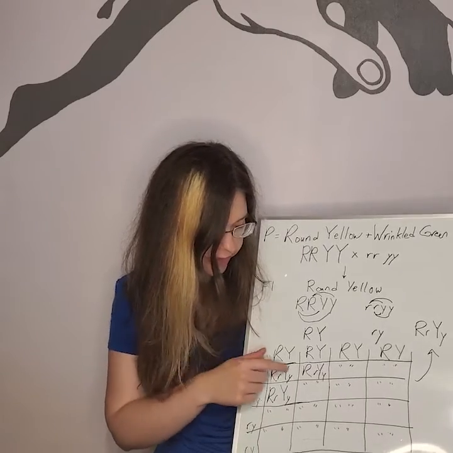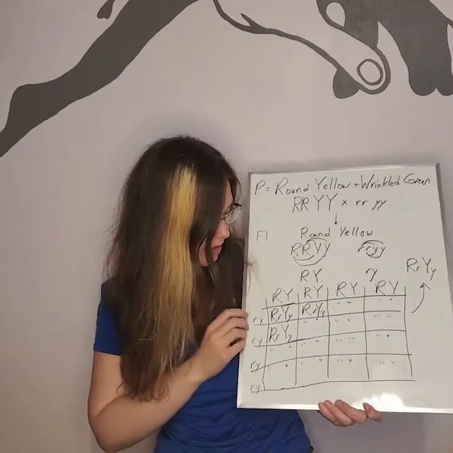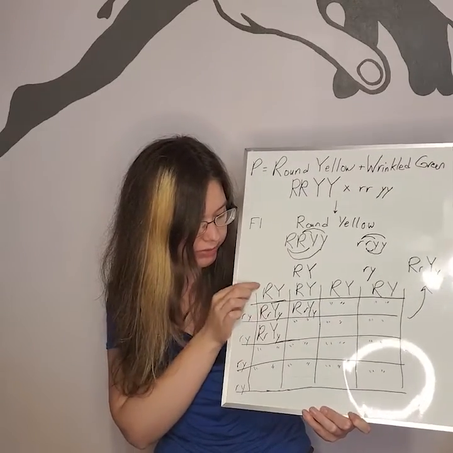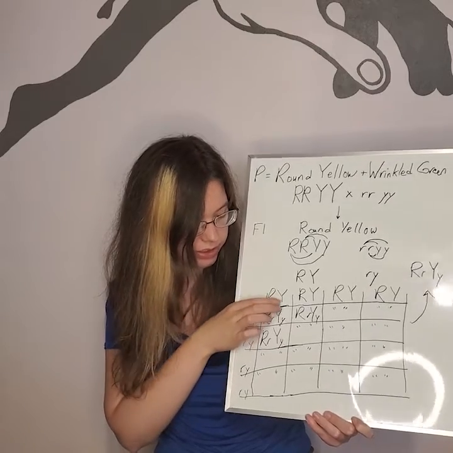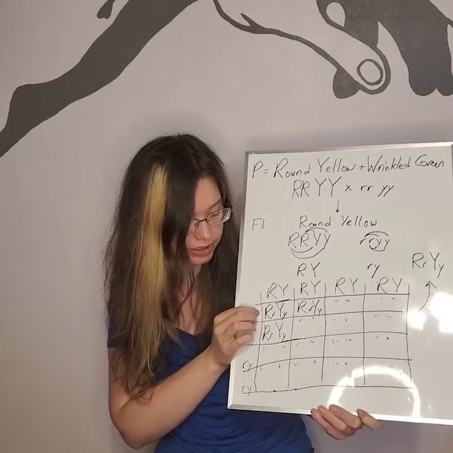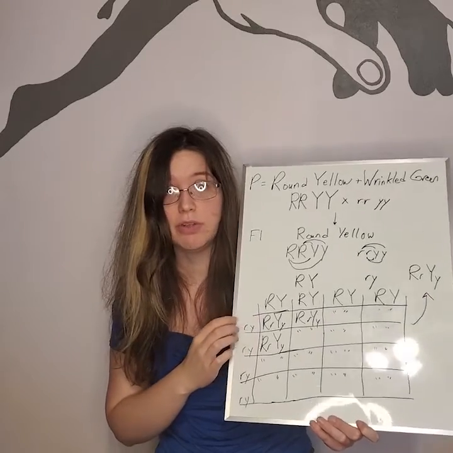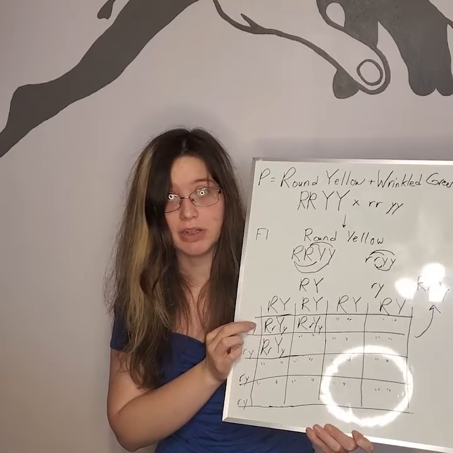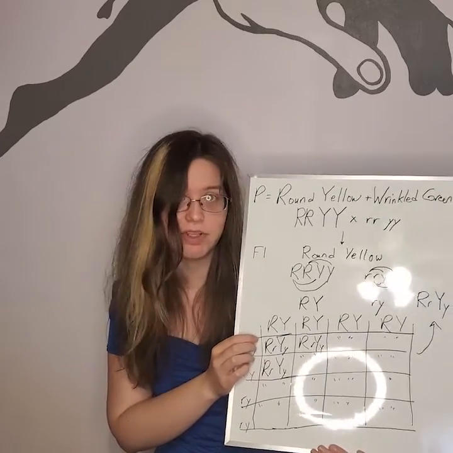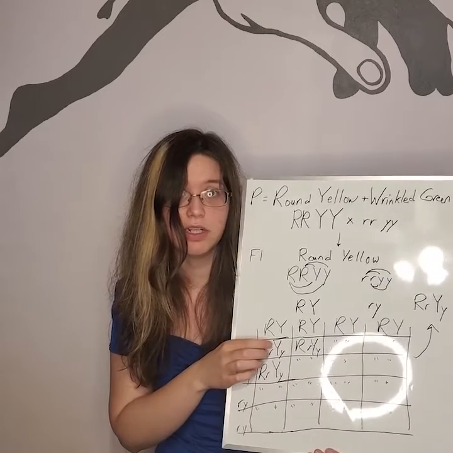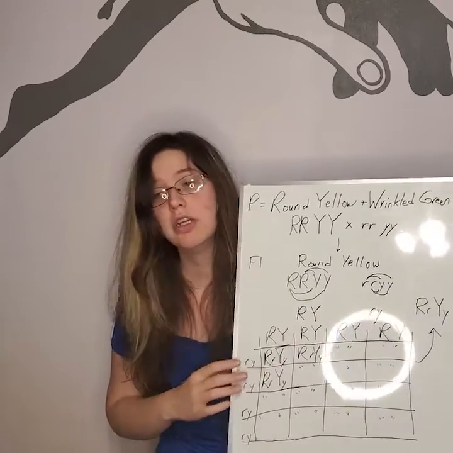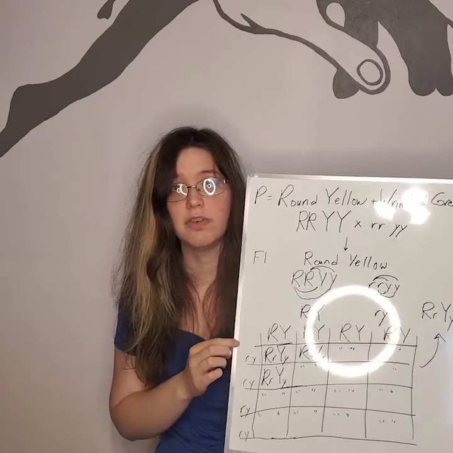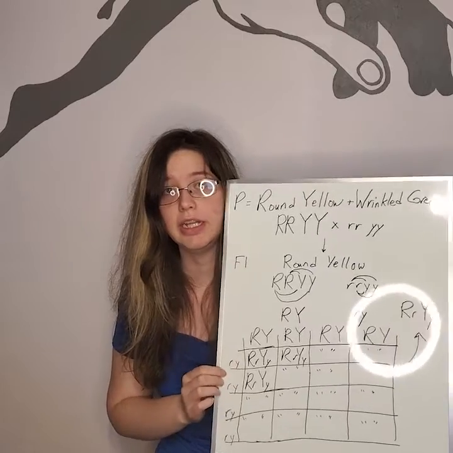So when we take it and we put it through the Punnett square, we have capital R from this one and a lowercase r from this one. And then we have a capital Y from this one and a lowercase y from this one. We want to group all the alleles together for the genotype of the final plant. So the genotype for this plant is capital R, lowercase r, capital Y, lowercase y. So the F1 generation is heterozygous for both the round trait and the yellow trait.